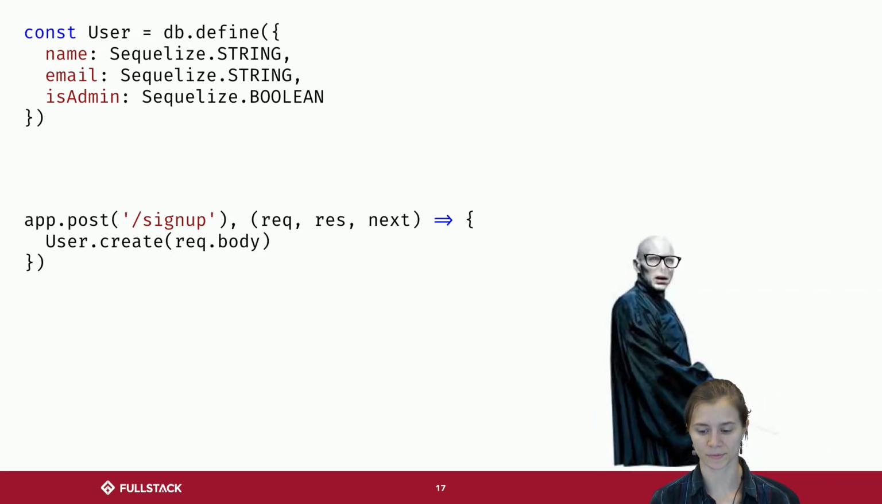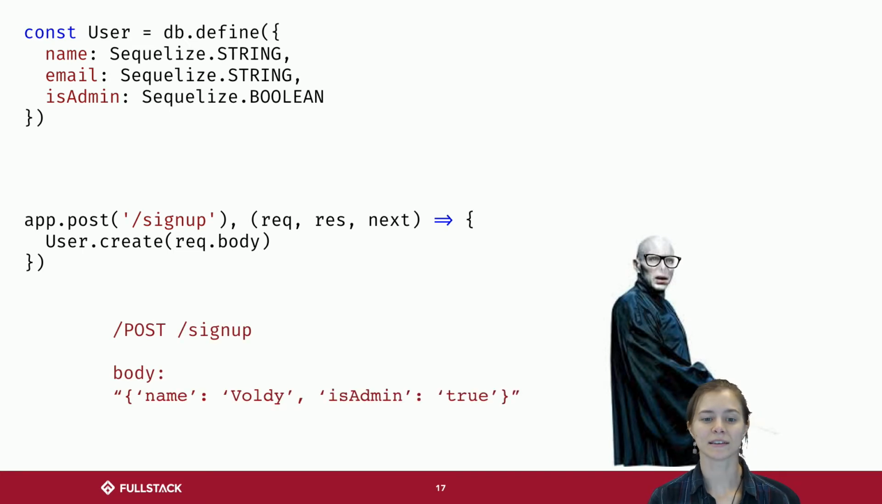So we have Voldemort here, our good old Voldy, and he is sending a post request to /signup. And he's a little tech savvy, which means that he can send this from any client. It doesn't have to be explicitly a form on our application. So he sends a post request, maybe through Postman or curl, and he sends it with a body with the name of Voldy and an is_admin property of true.